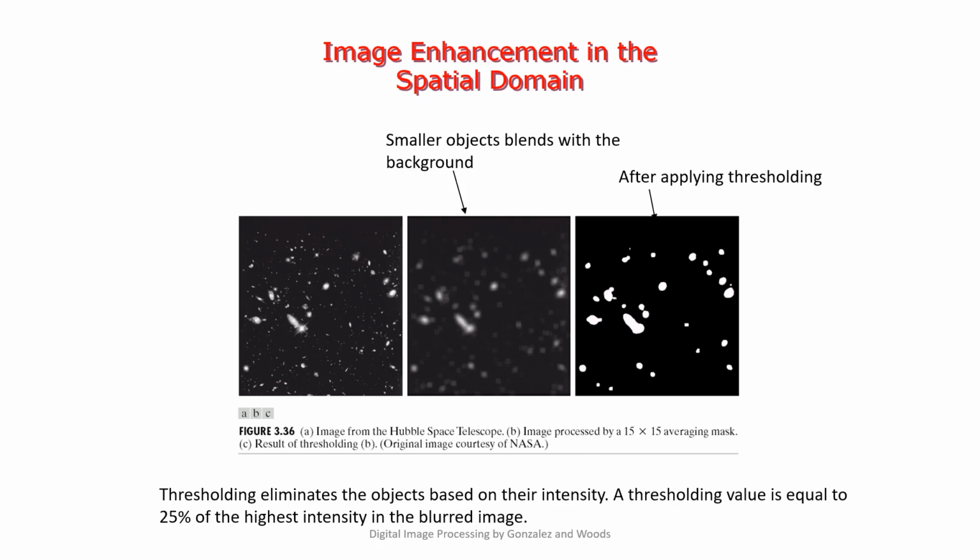One more example here. This original image is processed. See, there is some noise here, unwanted bright pixels, which we are not interested in. So we have applied a mask of size 15 by 15. This is the blurred image, but I want a clear image, and also I want a binary image. So I will apply thresholding and I'll get this.